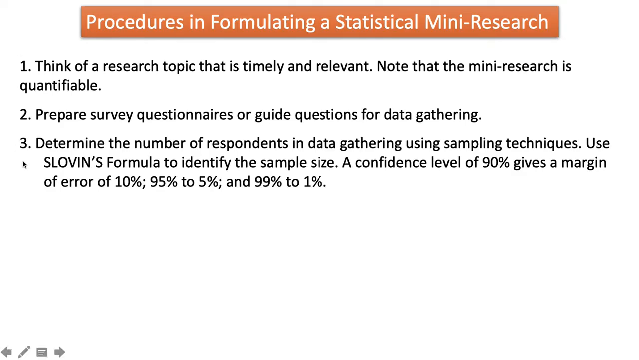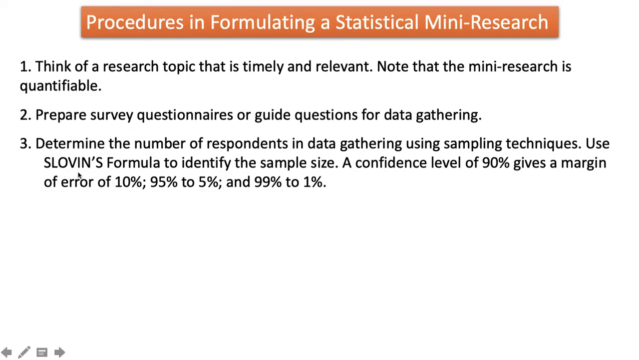Then third, we need to determine the number of respondents in data gathering using sampling techniques. We cannot just get respondents according to our personal preferences. Otherwise, it becomes biased. So we're going to use any of the sampling techniques. It can be stratified sampling, cluster, systematic, random, stratified, etc. Draw lots, so that the respondents are not just selected according to our own preference, and the data will not be biased.